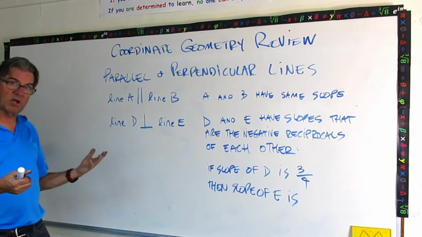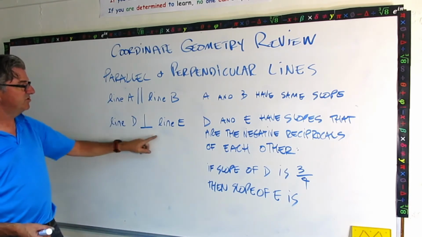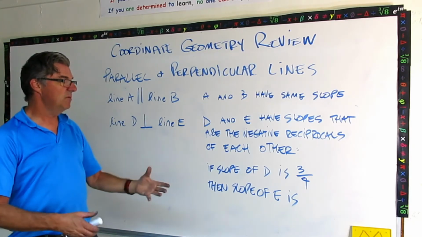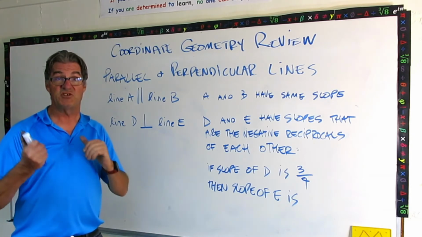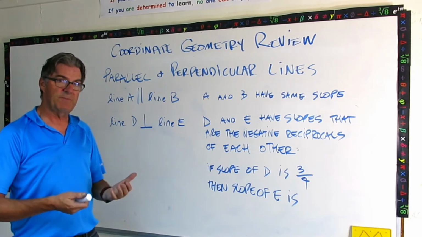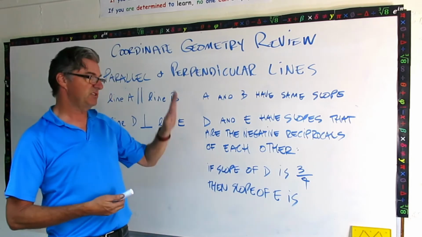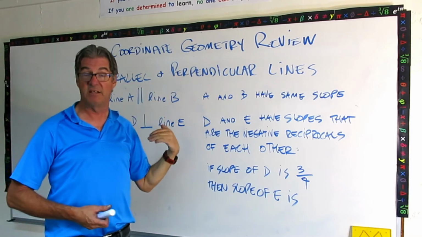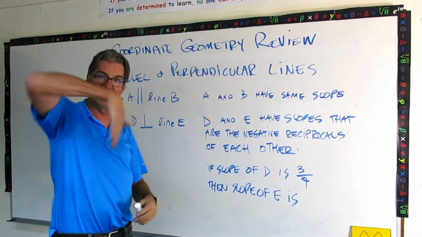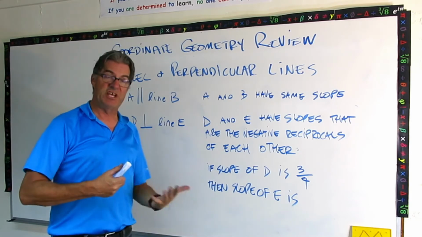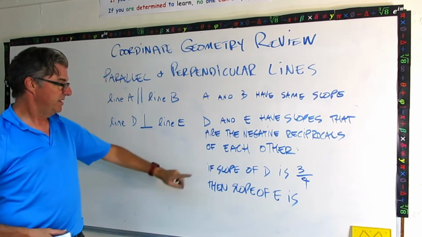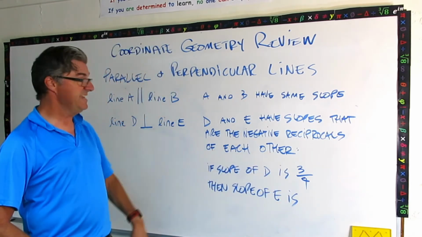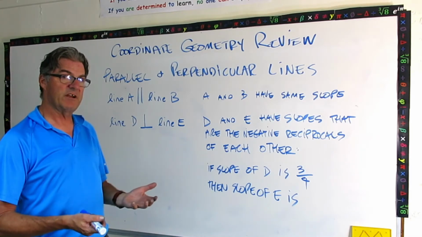Now, perpendicular is a little bit more complicated. Line D is perpendicular to line E. That's a symbol for perpendicular. If that's the case, then D and E have slopes that are the negative reciprocals of each other. So what that means, the negative reciprocal, is whatever the slope of 1 is, it can be expressed as a fraction. You flip it, you turn the fraction over, and you change the sign. So a reciprocal of a fraction is just turning it over. A negative reciprocal is changing the sign. So check this out. If the slope of D is 3/4, then what is the slope of E? Now pause the video and think about it if you haven't already figured it out.